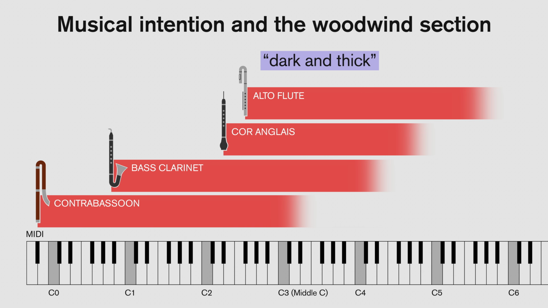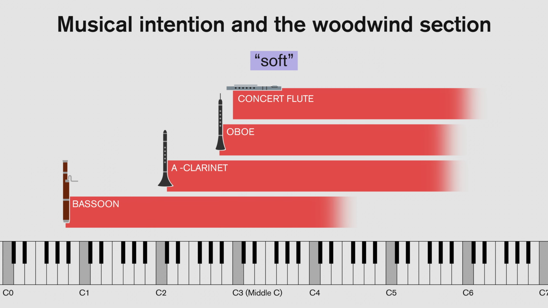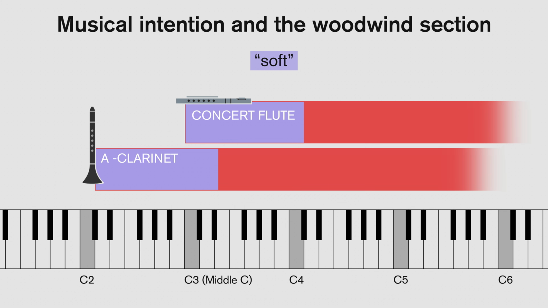Say your intention is to simply be soft, then you pick areas that you know can be dynamically soft, like the lower registers, and maybe relying on flutes and clarinets more than you might on the double reeds. Now that we've looked at it, let's listen to it.